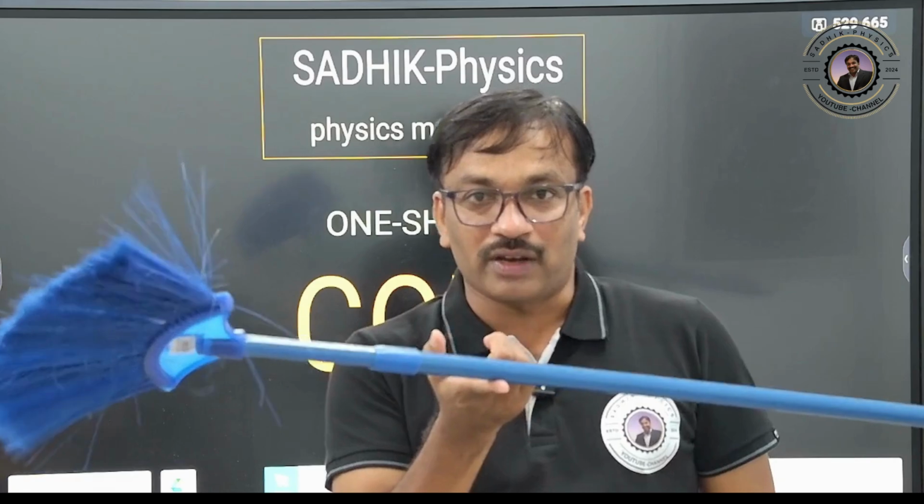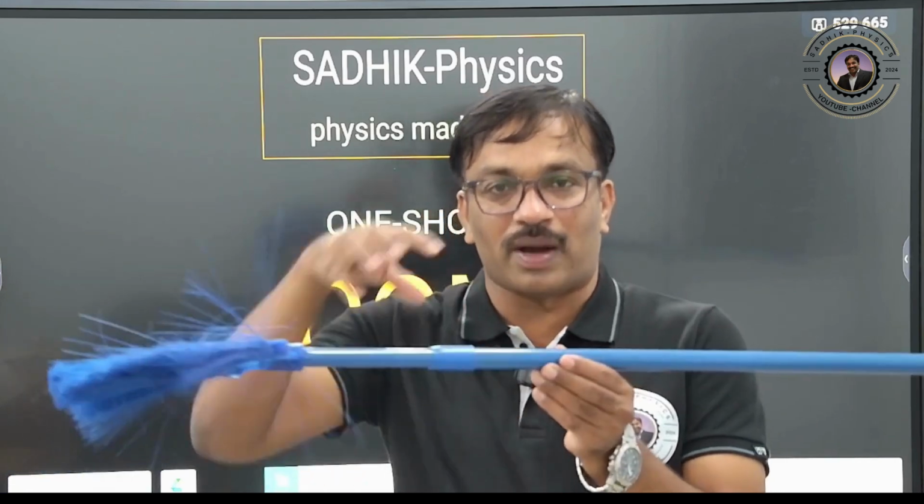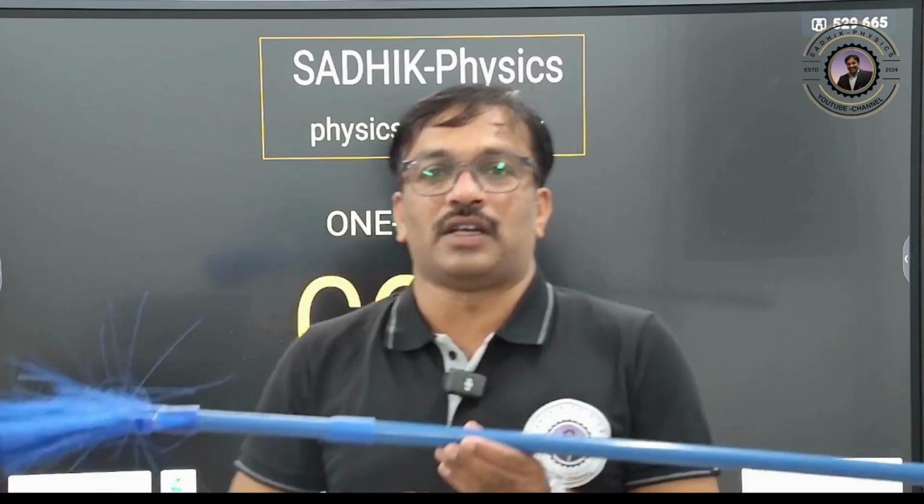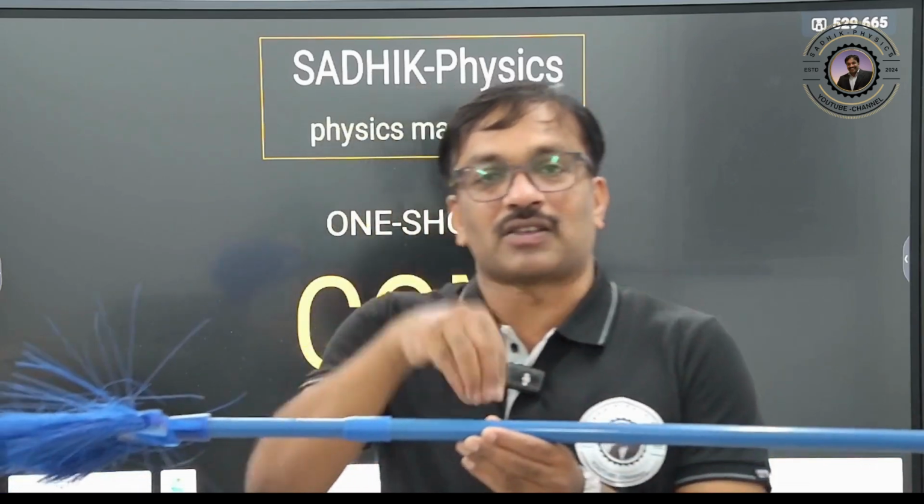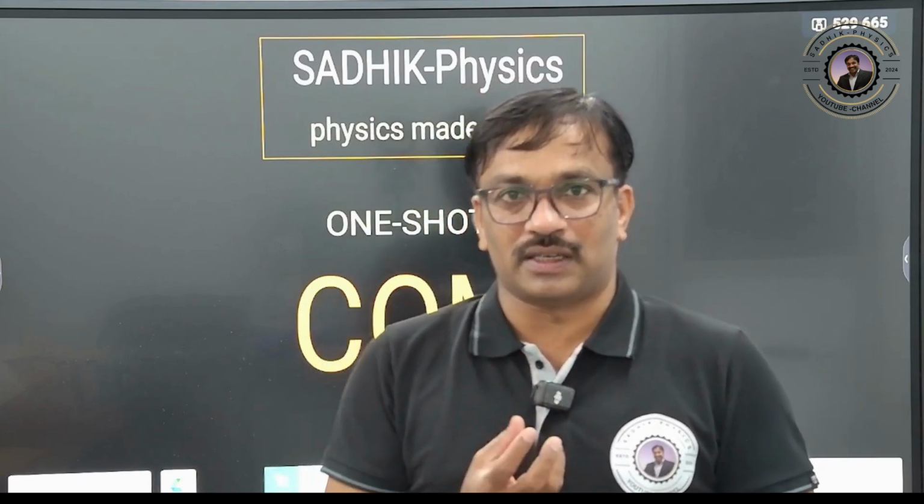So this point, where the total mass of this object is concentrated, is called the center of mass. Or the total weight concentrated at this point is called the center of gravity. So in the formulas, they will study the center of mass, and the name itself says the center of mass. That means total mass is concentrated at that point. Clear?